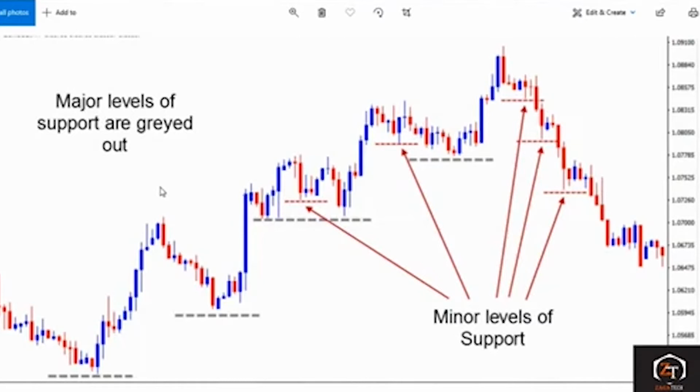The minor support helps you to know if the market is going to move further, or is trying to range a little before it shifts. So this is basically a support level.